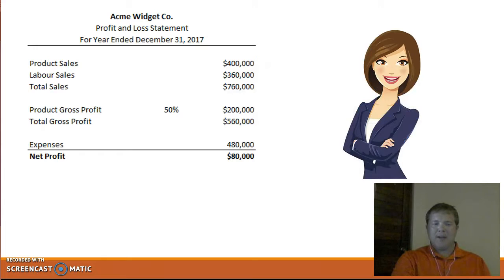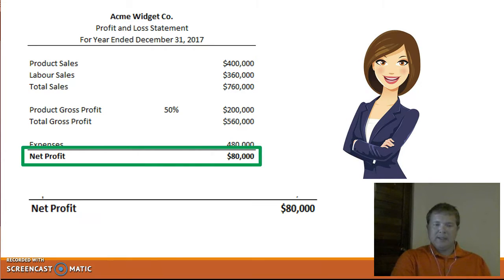There's one number that matters most to Anne: net profit. This is what she will be taking to the bank at the end of the year. But let's come back to that, because understanding the rest of the numbers will help her make this number even bigger next year.